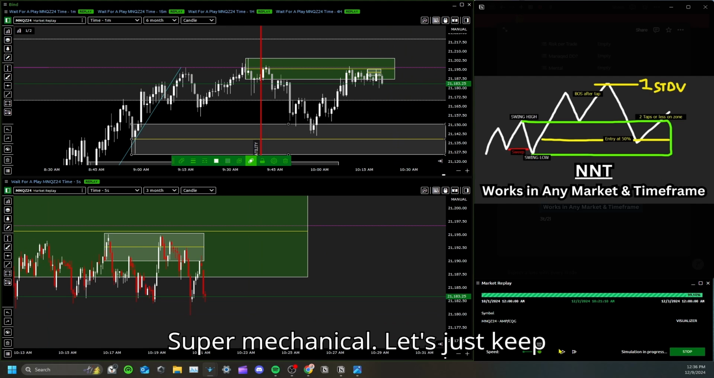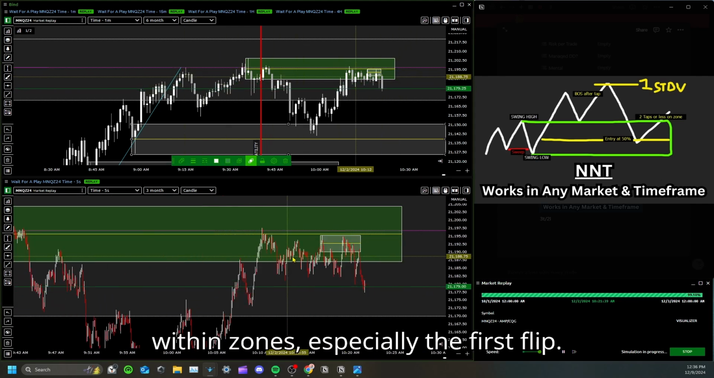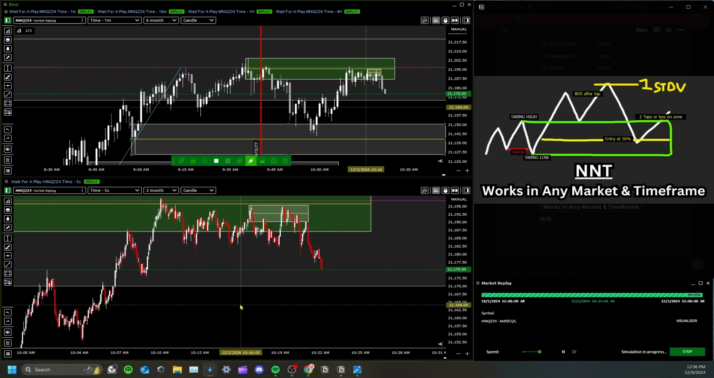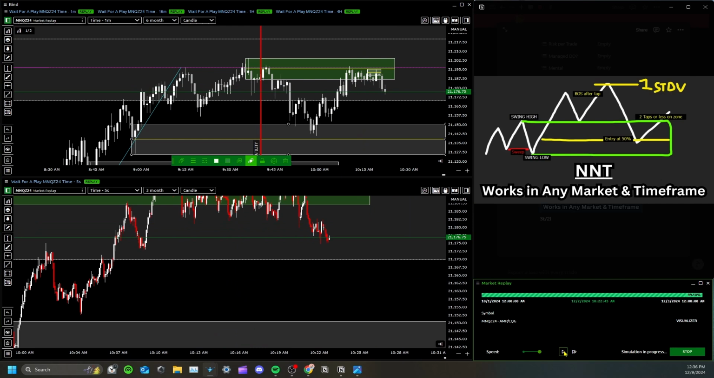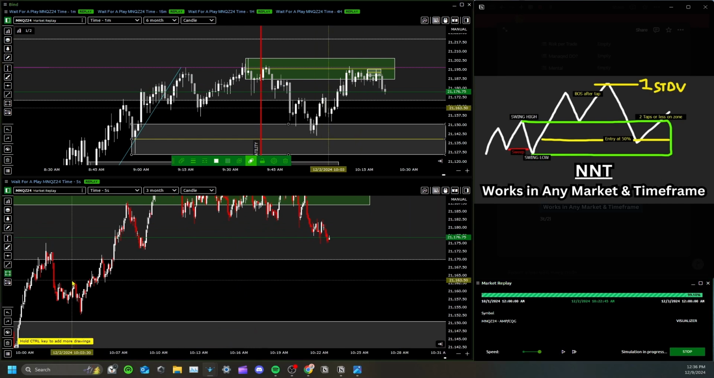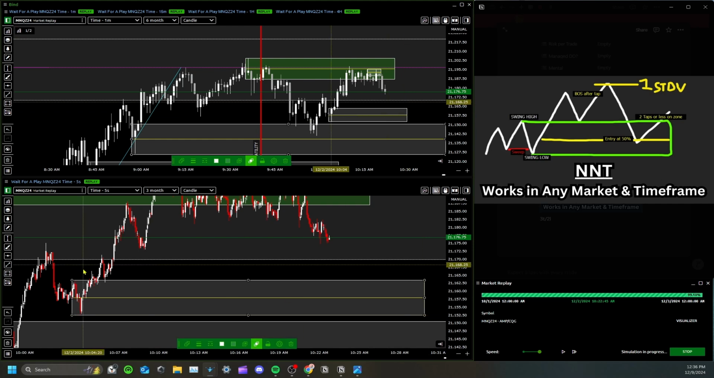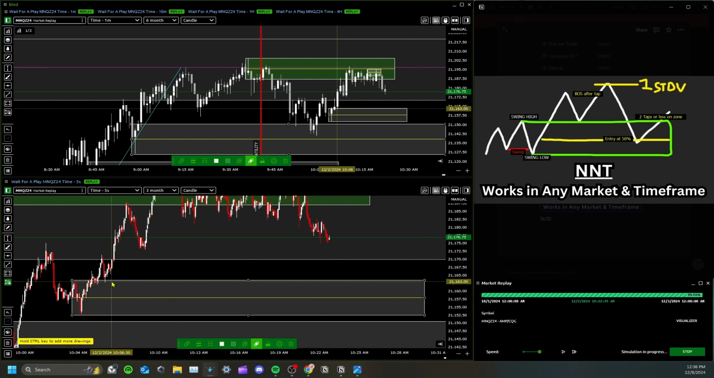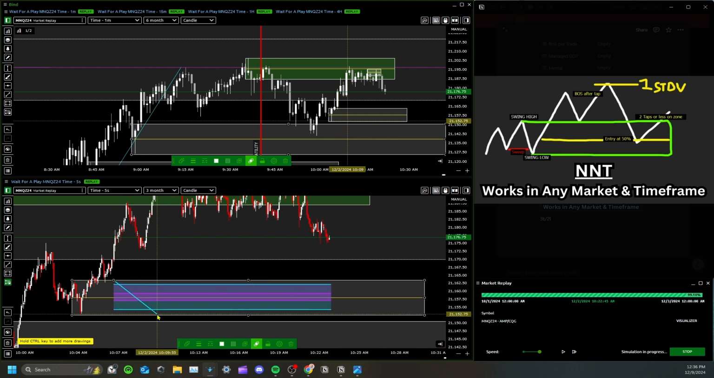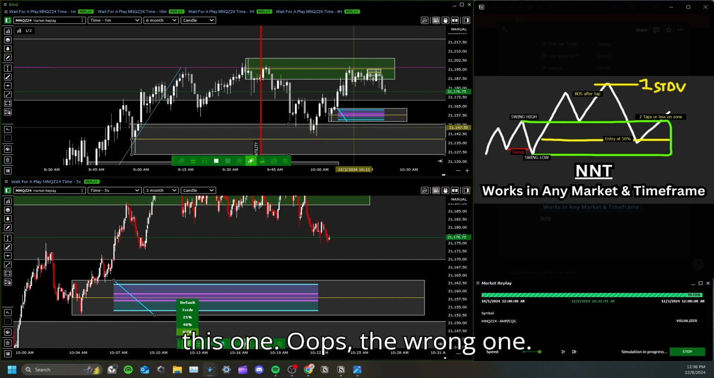Super mechanical. Let's just keep looking. But I don't like taking zones within zones, especially the first flip. I see something, let's pause it. I like this. Let's see where standard deviation is at. Let's hope that we keep our order on for this one.